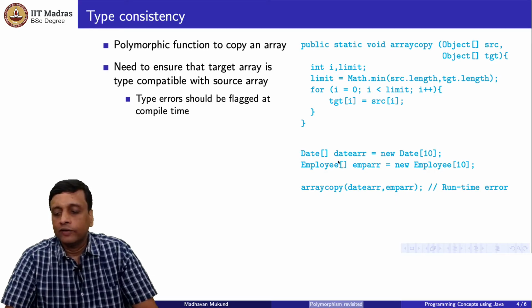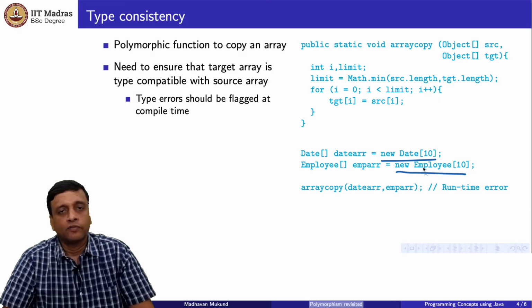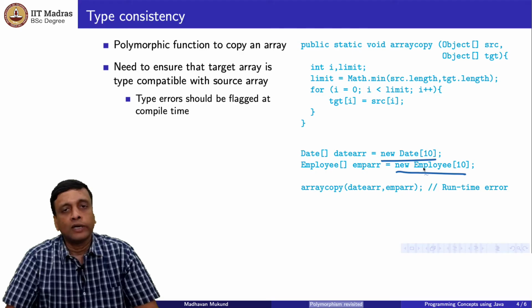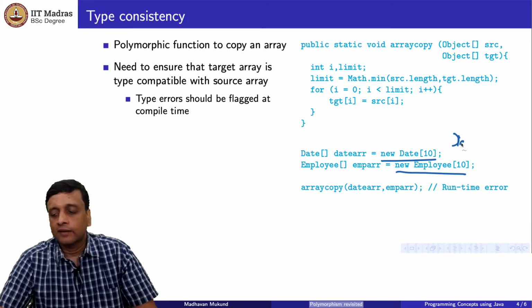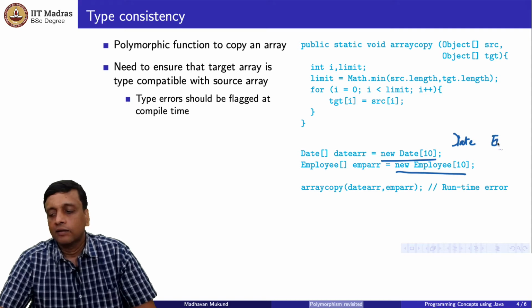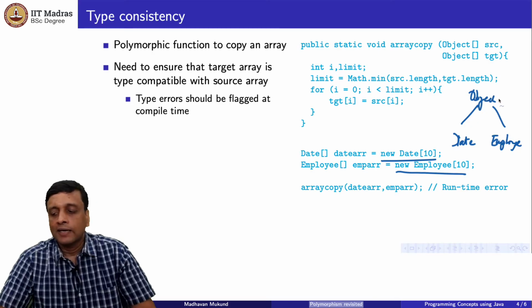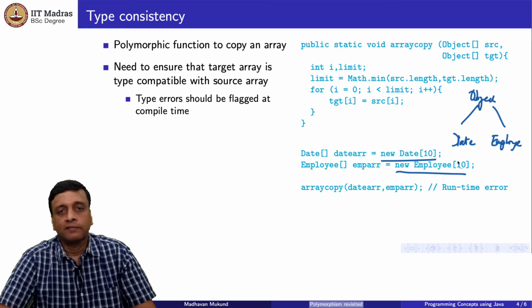I might create an array of dates, and of the same length, I create an array of employees. And now these are two completely incompatible types. Date has got some kind of structure and it is somewhere in the hierarchy, and employee is somewhere else. They have no relationship to each other. But both of them, because of this Java hierarchy, date and employee are both compatible with object. So I can pass either of these arrays the way Java has set it up.